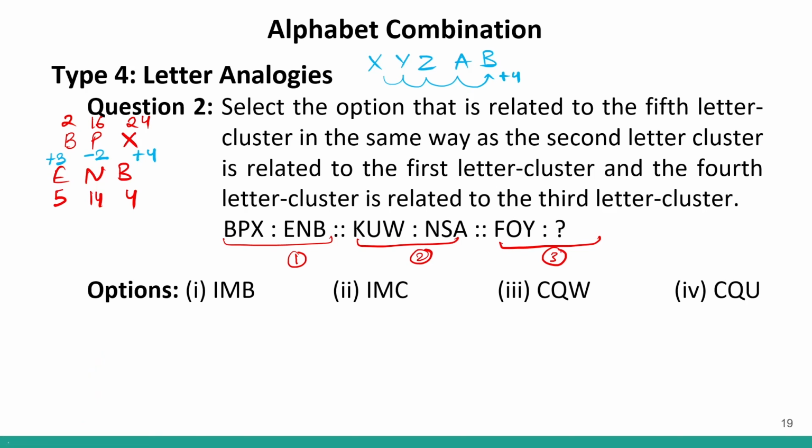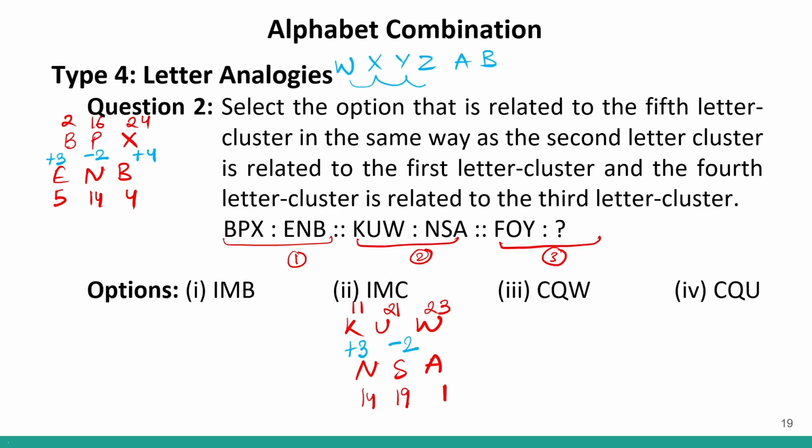Now let us check for this one. So we have K, U, W and N, S, A. So K is how much? K is 11. U is 21. W is 23. N is 14. S is 19. And A is 1. Right? So K to N, 11 to 14 is plus 3. 21 to 19 is minus 2. And 23 to 1. So if you have W and you are going to A, this is 1, 2, 3, 4. This is plus 4. So same logic of plus 3, minus 2, plus 4.